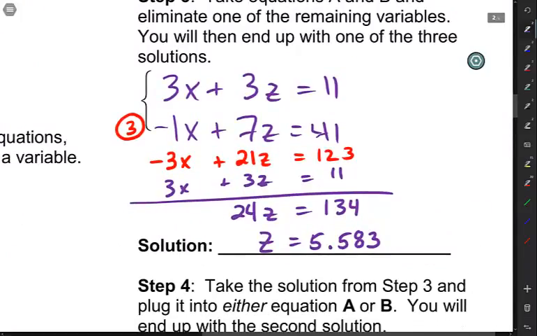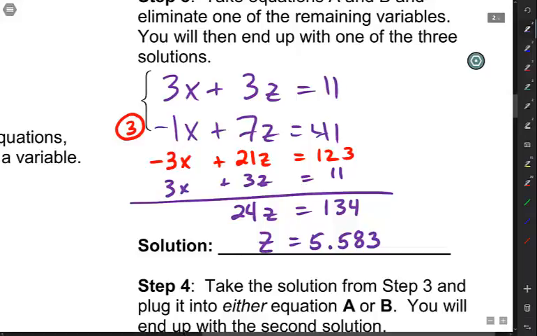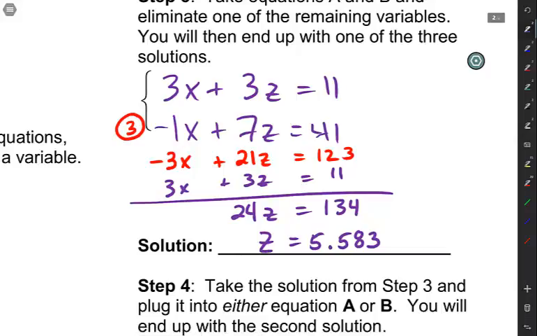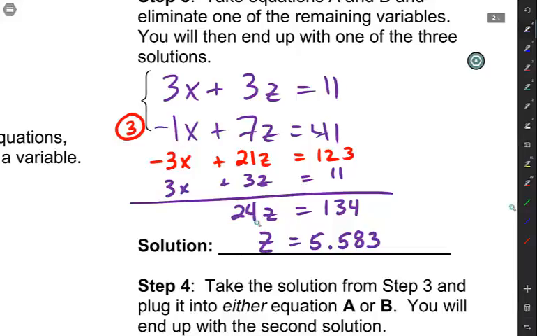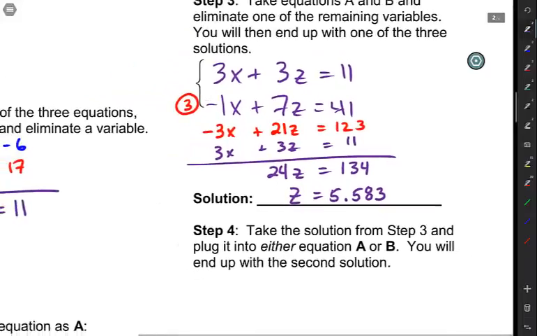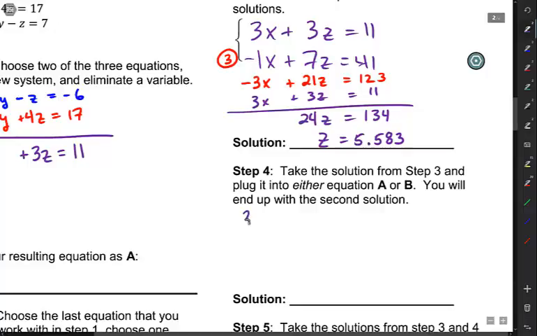All right? We multiplied by 3, negative 3x, 21, 123. Okay, 24. Okay, looks like we're okay. So let's go back now, and now let's solve for x. Here we go. 3x plus 3 times 5.583 equals 11. You're going to need your calculators here.